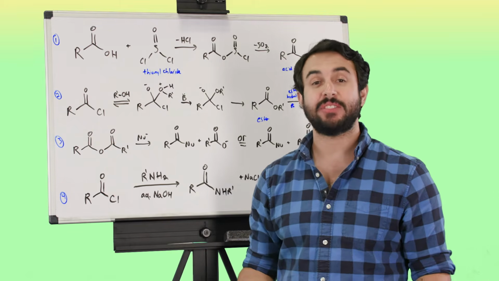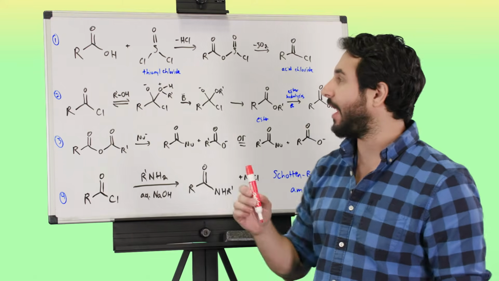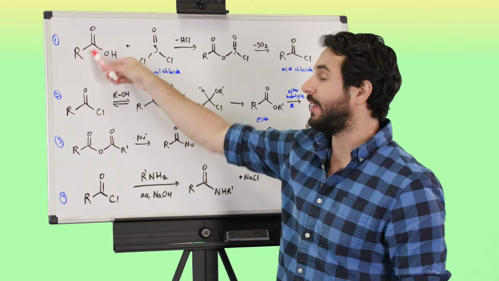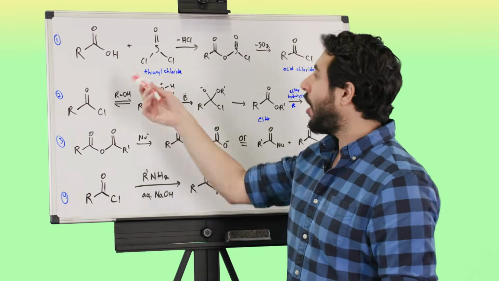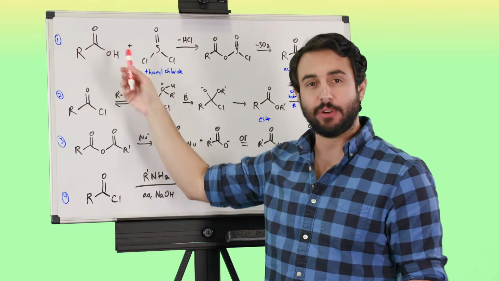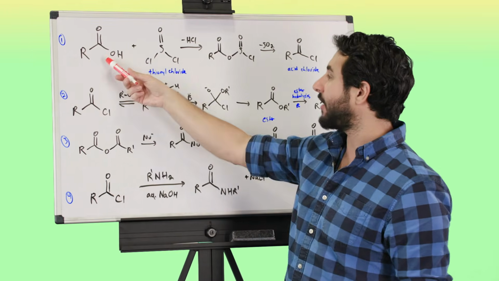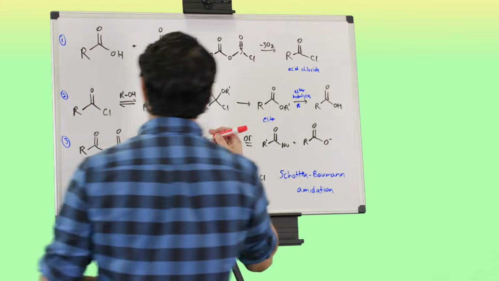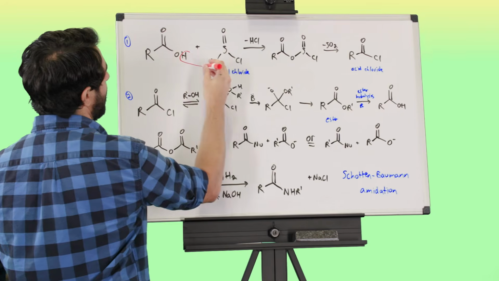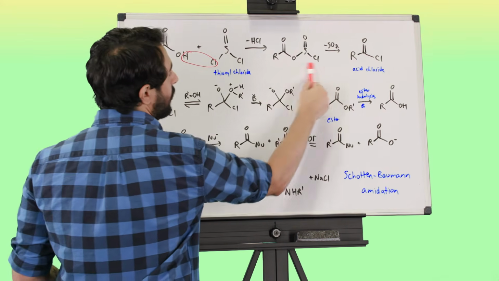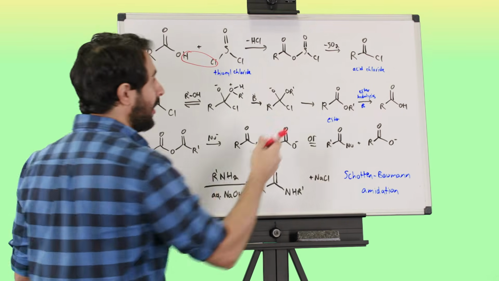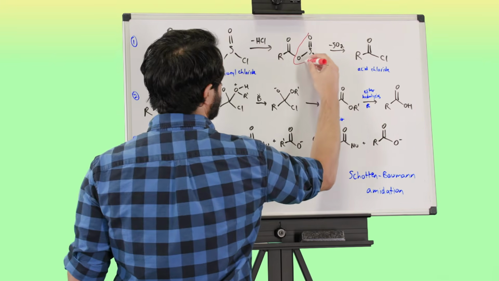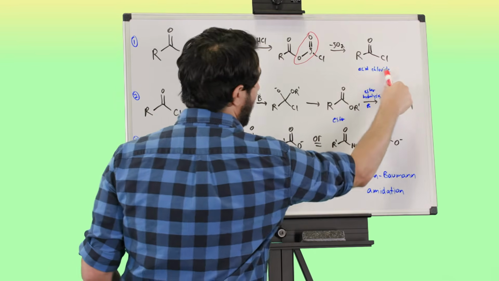So let's look at some things that we can do with carboxylic acids. Obviously there's the potential for chemistry at the carbonyl carbon, but oftentimes we need to activate that first. So one thing we can do is react a carboxylic acid with thionyl chloride. And what's going to happen is first we're going to evolve HCl, and we're going to get to this intermediate here, and then we're going to evolve SO2, and we're going to get to the acid chloride.